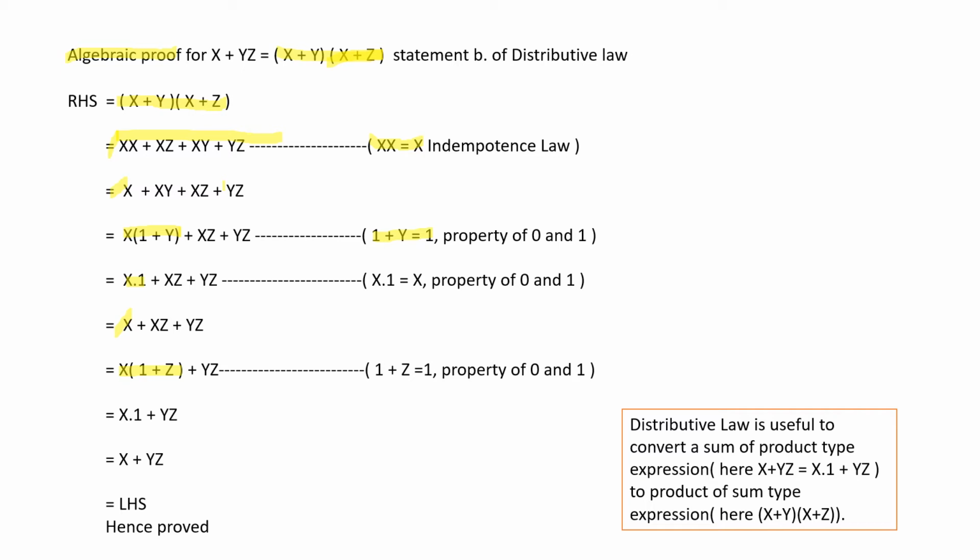According to the properties of 0 and 1, 1 OR z is nothing but 1, and we put that in the expression. Eventually we get the final expression x OR (y AND z), which is nothing but the LHS, and hence this theorem is proved.